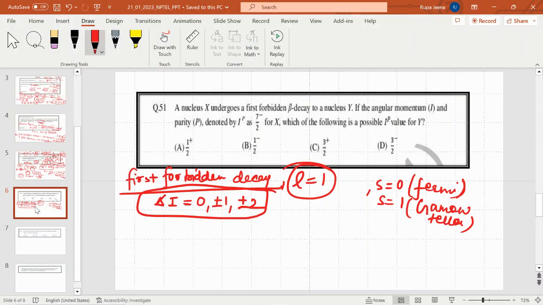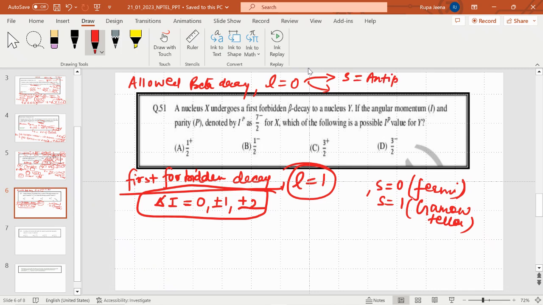Now, second forbidden. First is allowed beta decay. So for allowed beta decay, we have L is equals to 0. And there are two conditions now. Either spin will be anti-parallel, because in beta decay we have two particles. There is one nucleus X changing to another nucleus Y, and then there is an electron, and then there is an antineutrino. Both are spin half particles. So two particles are involved with spin half.